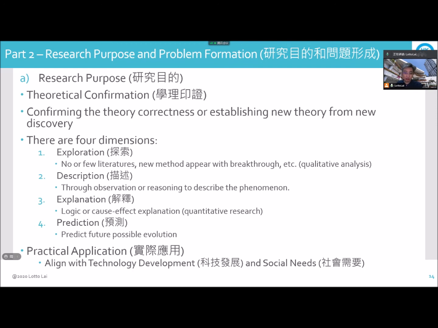Explanation: logical, cause and effect explanation. Some of it is called quantitative research. Prediction: predict future possible evolution. And the other type, apart from the theoretical information, is the practical application, aligned with the technology development we stated before, and also the social needs. It's a practical application.